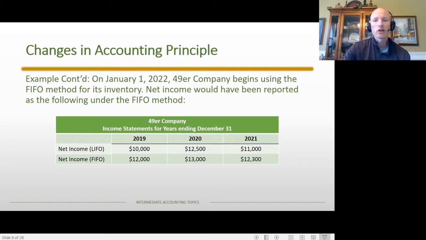And so what I've done here is in one table, I can show you how the income would have changed had they reported under FIFO in those prior years, 2019, 2020, and 2021. And so you can see that income would have been higher in each year because of that change.